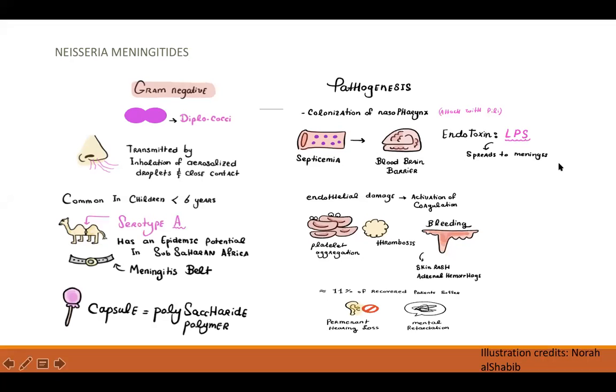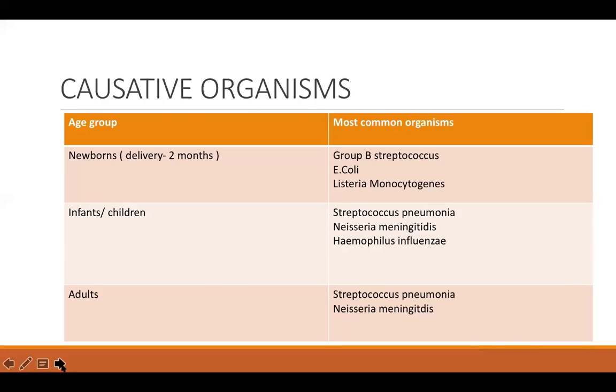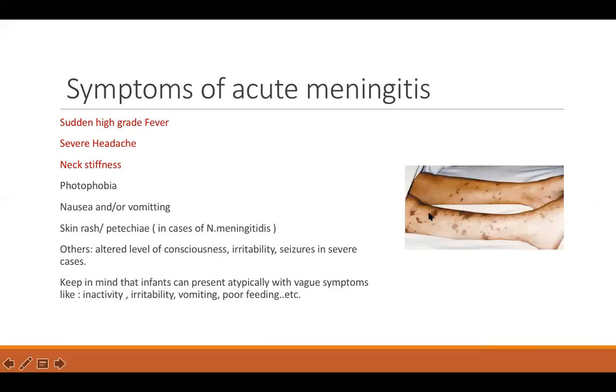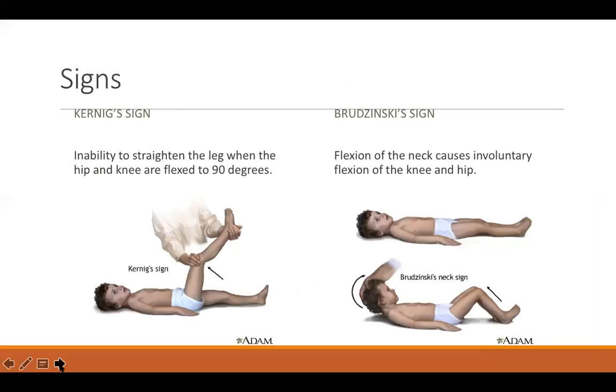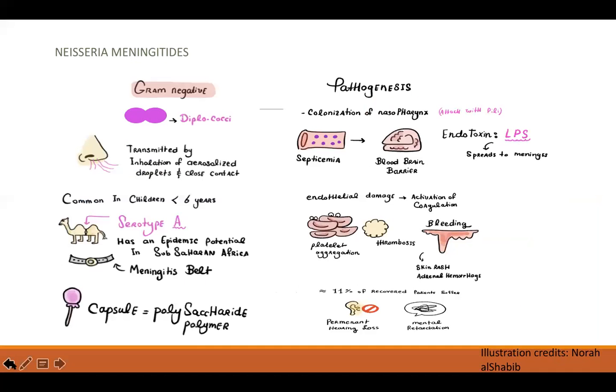This endotoxin causes widespread endothelial damage and leads to activation of the coagulation cascade. راح يكون عندكم platelet aggregation, thrombosis, وبالنهاية راح يكون في severe bleeding. ولو تتذكرون قلنا هذه الpetechiae, which is basically bleeding under the skin. الحين عرفنا ليش يصير هذه مع النيسيريا، لأن this is the pathogenesis of Neisseria. It causes bleeding leading to skin rash and adrenal hemorrhage. لكن أهم شيء تعرفون السكين راش.